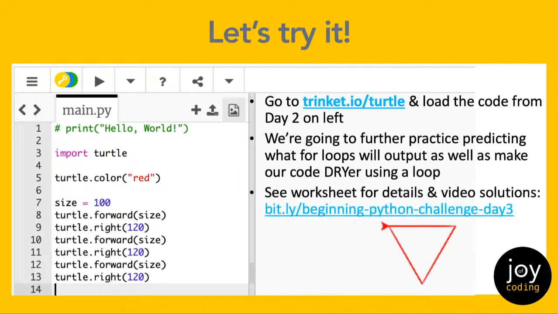The information you need is in the worksheet, as well as two video solutions, one for the triangle and one for the reading exercise. I can't wait to see you for day 4, where we learn how to harness the true power of programming by writing our own functions.